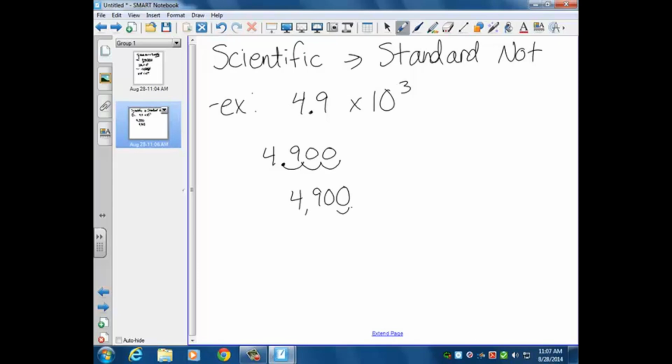You can go back and double check if you want. Start here, 1, 2, 3. Yep, 3 times to get between the 4 and the 9. So 4,900. Plus it was a positive exponent, so it's going to be a big number.